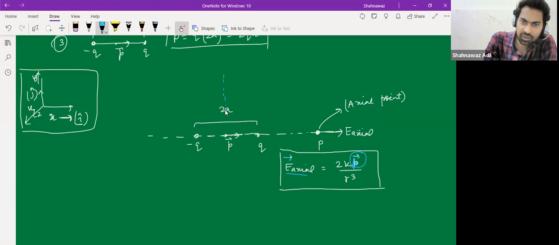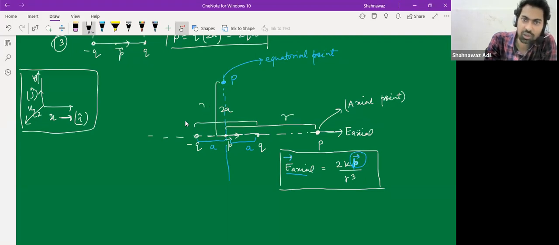And the perpendicular bisector at this point divides this line into two parts, a and a. If I want to calculate the electric field at this point, this will be called the equatorial point. The separation is counted from the middle point, so this is r here, and this is r here.